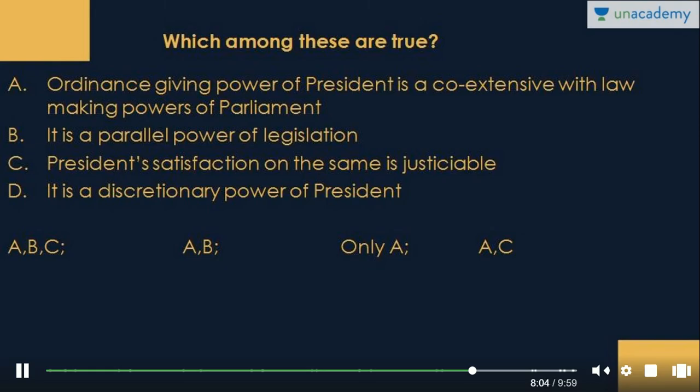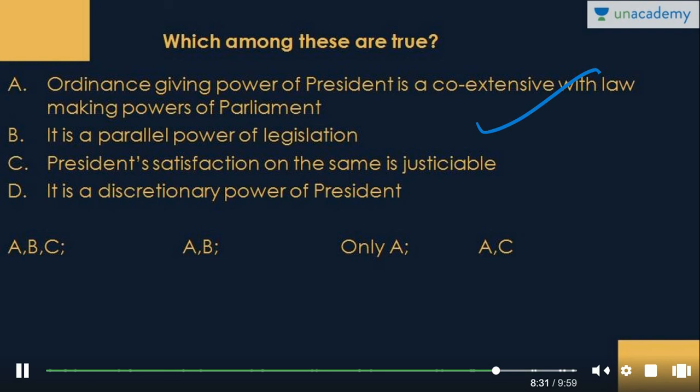Next, which among them are true? A. Ordinance giving power of president is coextensive with law-making powers of parliament. B. It is a parallel power of legislation. C. President's satisfaction on the same is justiciable. D. It is a discretionary power of president. So quickly looking at options, the first one is correct. Yes, coextensive. Whichever subjects parliament can form a law over, the same subjects even president can give an ordinance over.